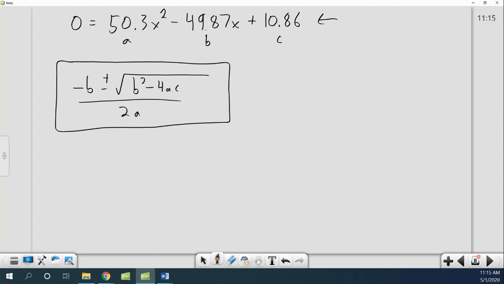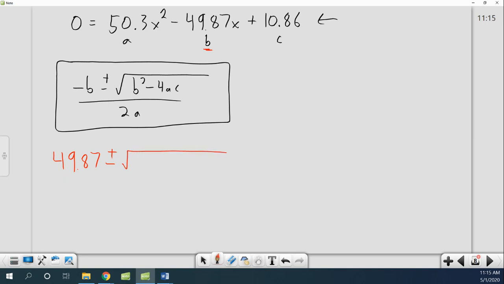So I need the negative b. Let's start with that. What is the negative of negative 49.87? Because here's b. Well, negative negative is positive, so it's just 49.87. Plus or minus, that's where my 2 solutions come from.